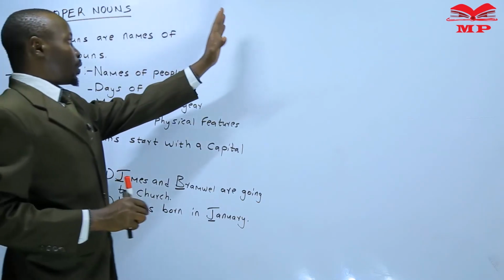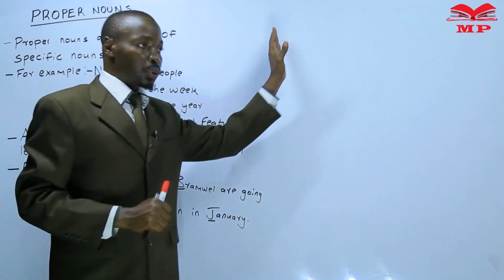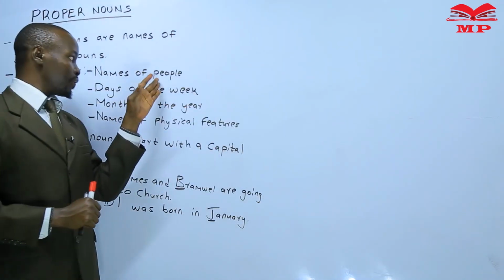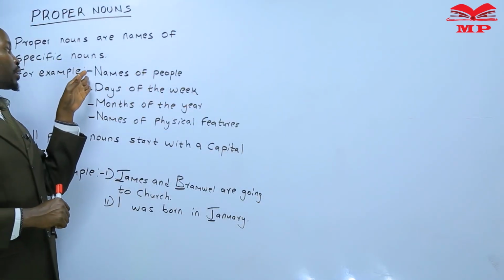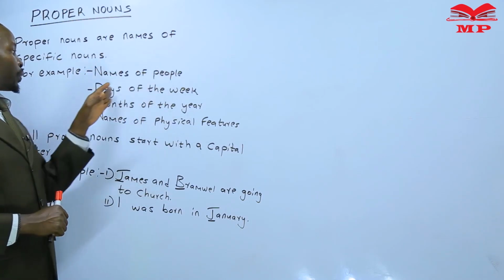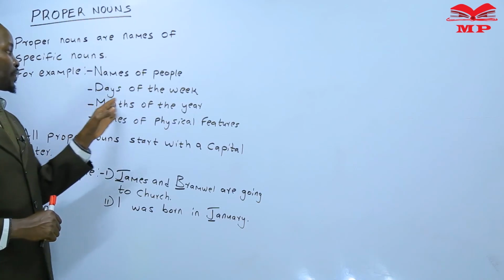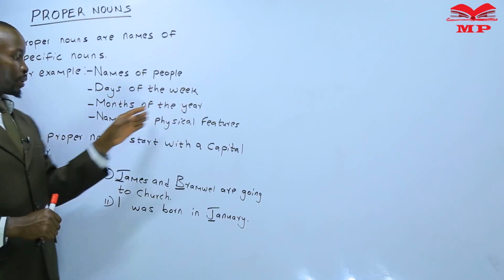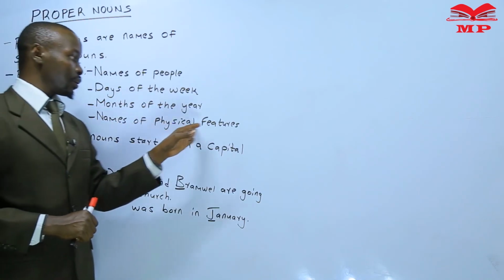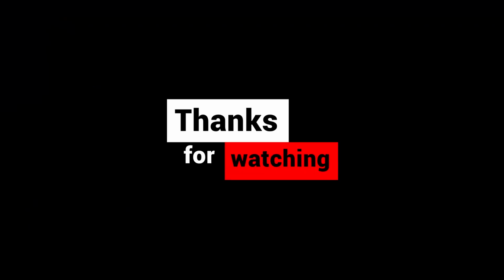So next we'll be able to give examples of each category. For example, we'll give the different names of people. We'll give out the days of the week that we have. We have months of the year. We'll give out some of the examples, and then names of physical features.